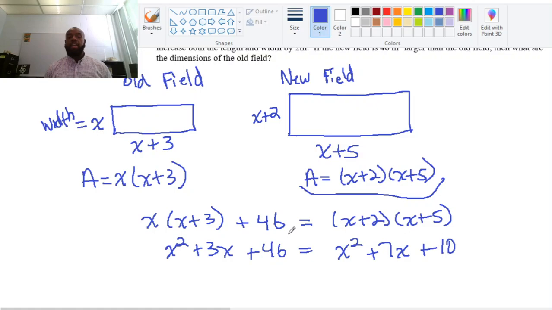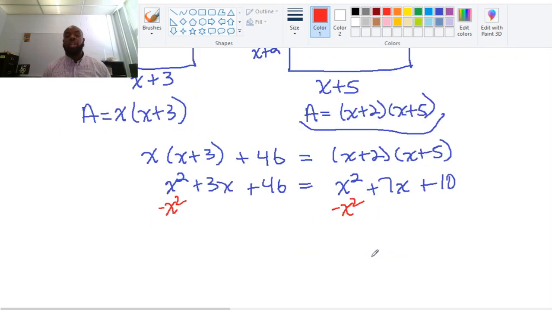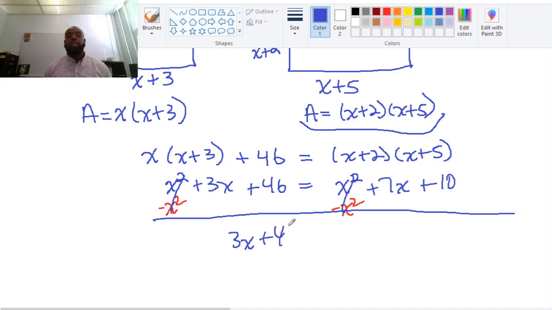This is quadratic, right? But look here, both sides have an x squared. So if I subtract x squared from both sides, although this equation looked quadratic, it actually is linear, right? Because those cancel and I get 3x plus 46 equals 7x plus 10.